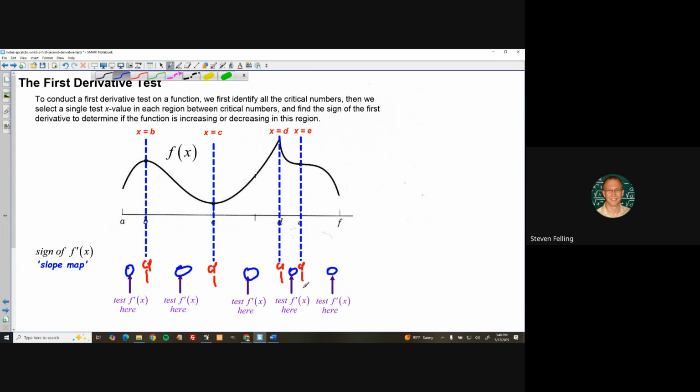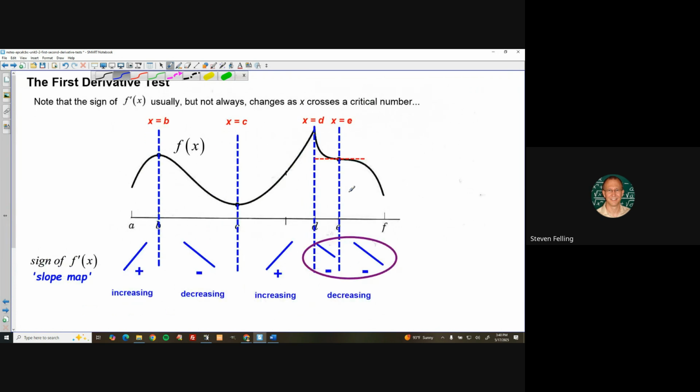And by test, it means we're going to plug that x value into the first derivative and just determine if it's positive or negative. This one happens to be positive, that happens to be negative, that happens to be positive, that's negative, and that's still negative. Okay? So by testing, we can build a slope map and get an idea for where the function is increasing and where the function is decreasing. Right? From that, depending on the sign at those test values, we can sketch in a little picture to say, okay, the function is increasing here, increasing, decreasing, and continues decreasing.